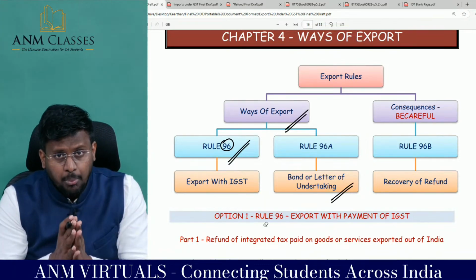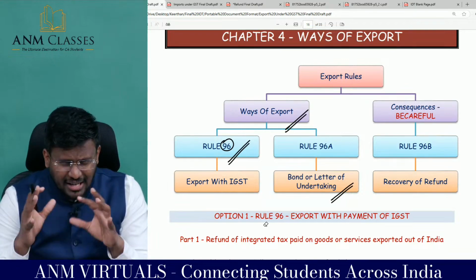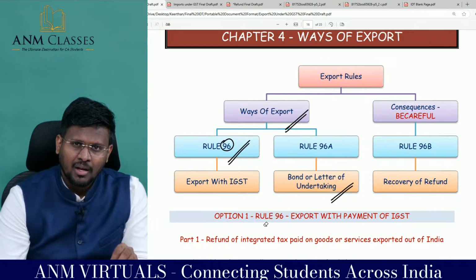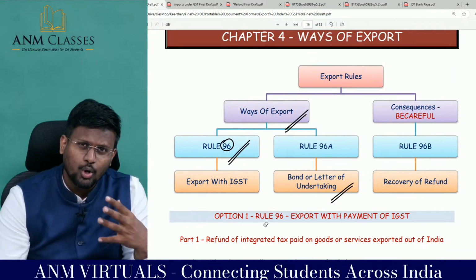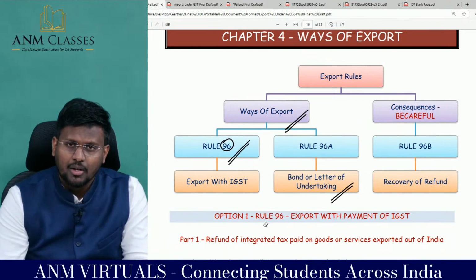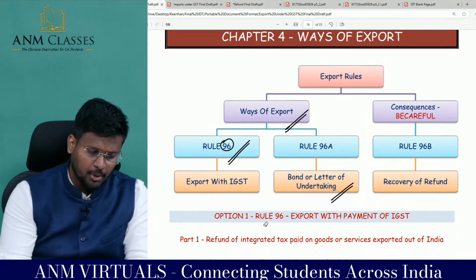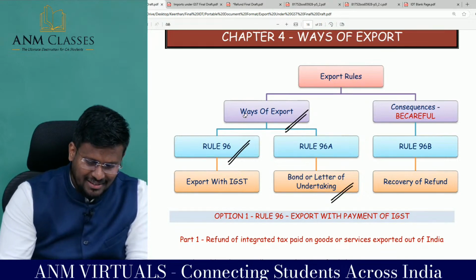Execute the bond or LUT, generally LUT, but if there is any prosecution amount of more than 250 lakhs, then you are supposed to execute a bond. So these are the two rules available, rule number 96 and rule number 96A.